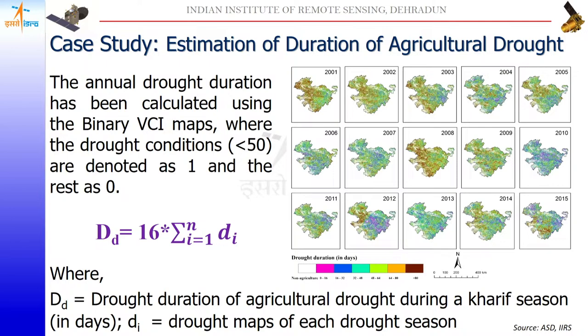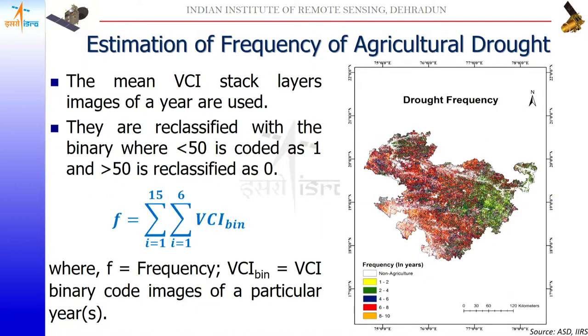So we did this study for the Marathwada region. We can define the drought duration for the period of 0 to more than 80 days, or around 96 days for the totality in terms of duration. Now come to the part of estimation of frequency of agriculture drought.